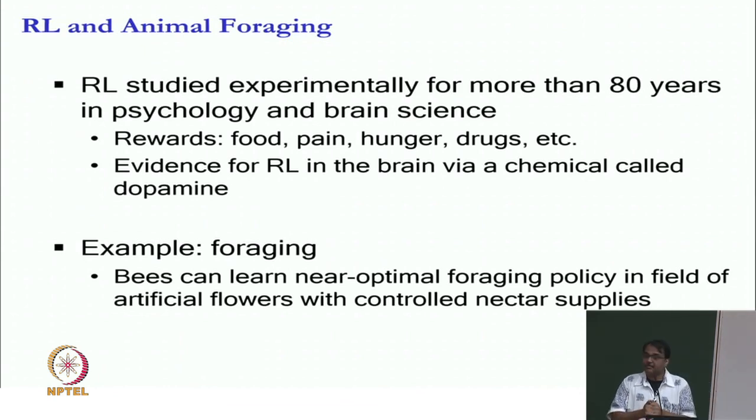And again, there are many examples that people have seen of animals behaving in crazily optimal ways, like it is said that bees can learn a near optimal foraging policy, which flower to go to, then which flower to go to next, and so on, in a field of artificial flowers with controlled nectar supplies. So, bees sort of figure out the optimal path. And how do they figure it out, what processes are going on in their brain? Are they doing model free learning or model based learning? Are they doing a shortest path computation or not? We do not know. And therefore, it becomes intriguing, because if bees can do it, the machine should be able to do it very fast, right?